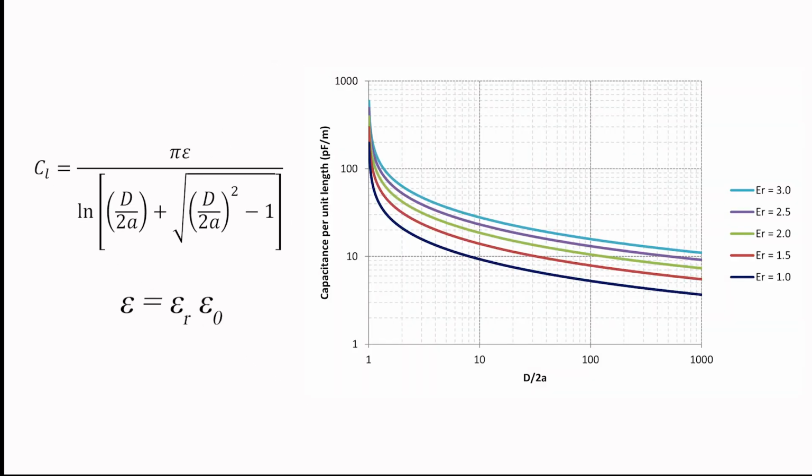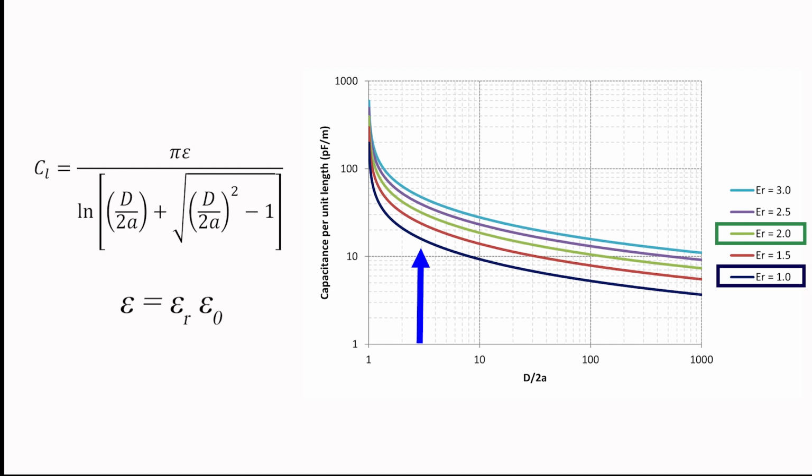Here is a graph of this expression for different dielectric constants ranging from 1 to 3. In our capacitive coupling demonstration, the wires had a radius of about 0.5 millimeter, and the separation was a few millimeters, giving a D over 2a of about 3. The coupling was partly through air, with a dielectric constant of 1, shown by the dark blue curve, and partly through the Teflon insulation, with a constant of about 2, shown by the green curve.